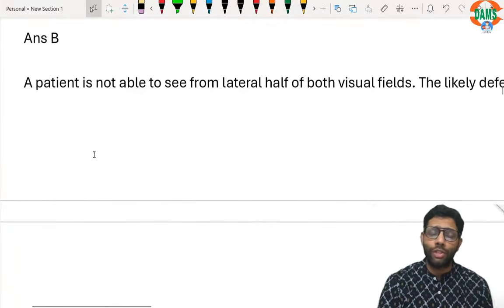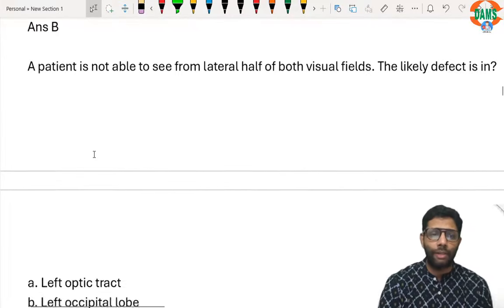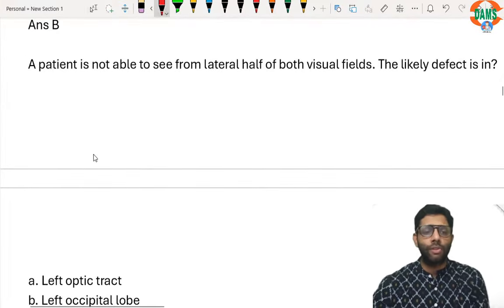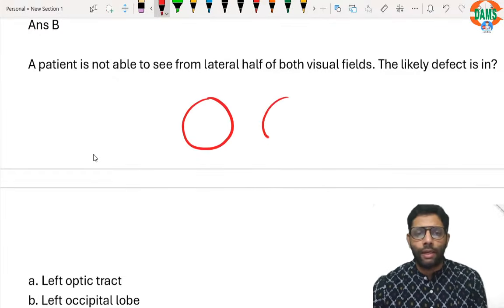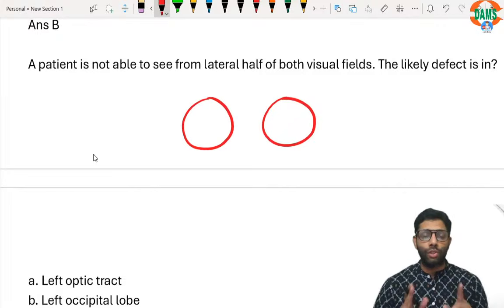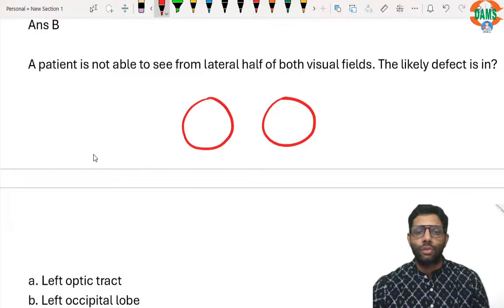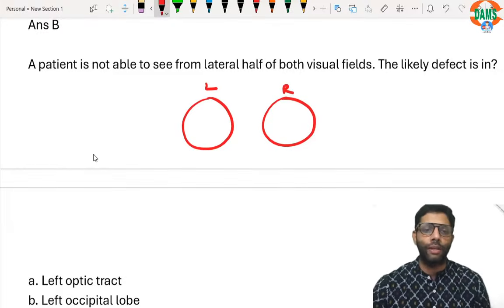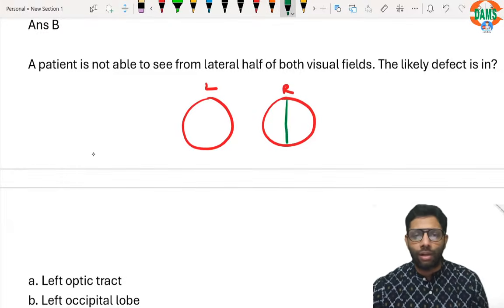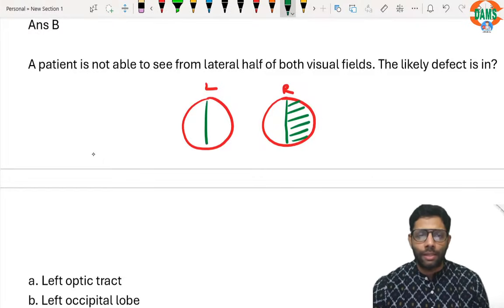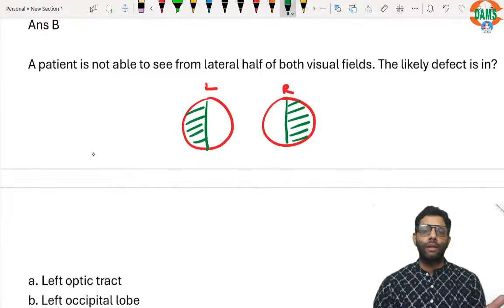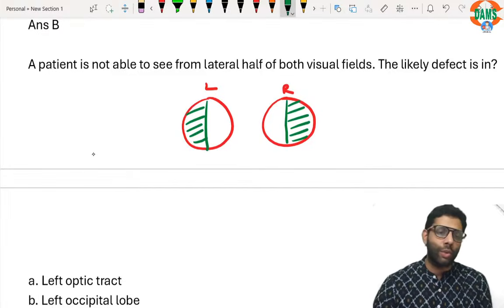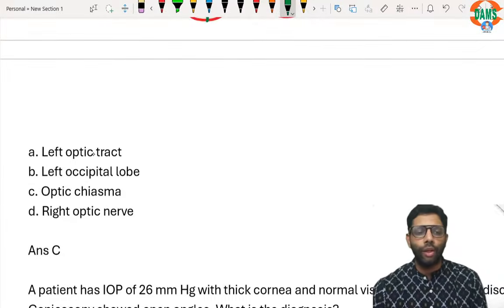Now, visual field question is very hot favorite. Many times this visual field question comes in the exam. A patient is not able to see from the lateral half of both visual fields. Now, if visual field is drawn like this, it has to be taken as a patient view. Patient view means you are the patient facing the screen. Patient is facing the screen like I am now facing the screen. So this is my right visual field, this is my left visual field, and I can't see the lateral half of both sides like this. Means this is bilateral defects and bitemporal hemianopia. Bitemporal hemianopia should be an easy question. It is present in optic chiasma.